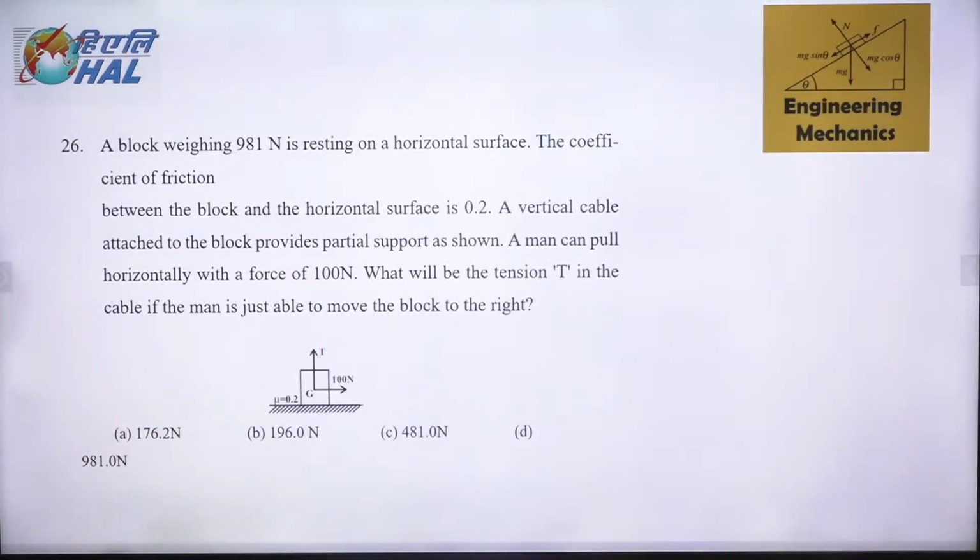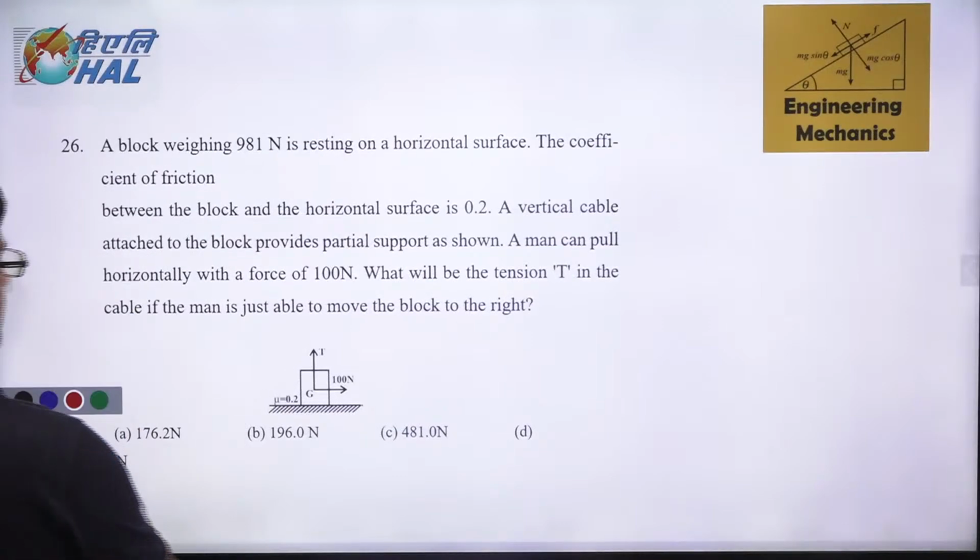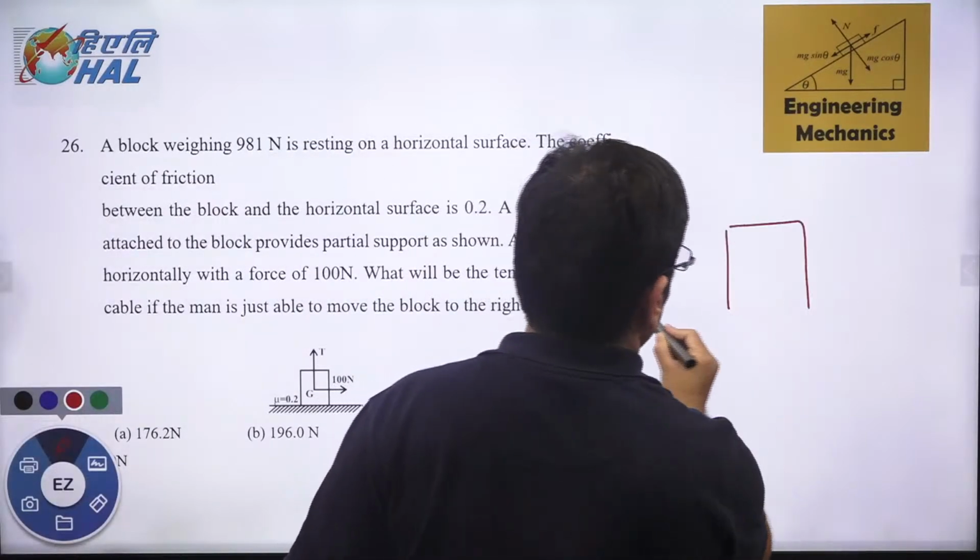Okay, let's go for next question number 26. A block of 981 Newton is resting on a horizontal surface. Coefficient of friction is given between block and horizontal surface. A vertical cable is attached to the block and it provides partial support. Man can pull it horizontally with a force of 100 Newton. What will be the tension T in the cable if the man is just able to move the block to the right? Okay, so a tension T is applied in the upward direction, and you have to find out what will be the tension T. This is the diagram given, and I'm very sure you can find it.